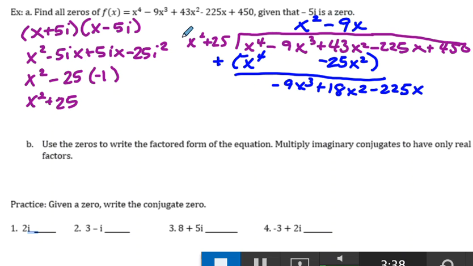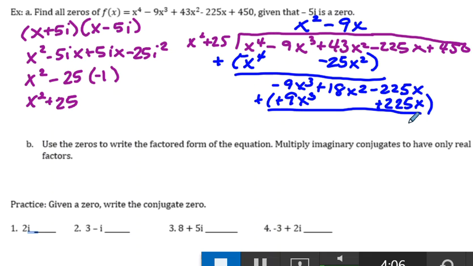Multiply the negative 9x times both terms here. So I get negative 9x times x squared is negative 9x to the 3rd. And negative 9x times 25 is negative 225x. So change your minus to plus the opposite. These both cancel out, but I bring down the 18x squared. And I bring down the plus 450.